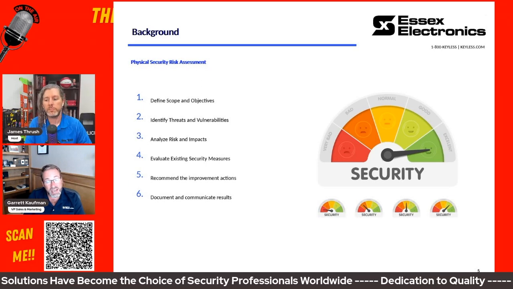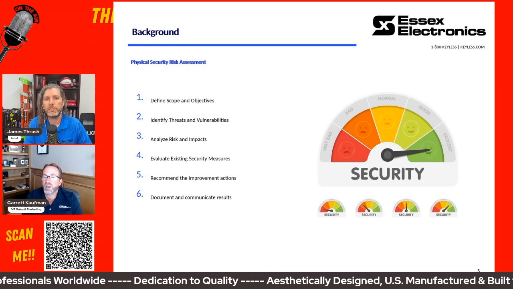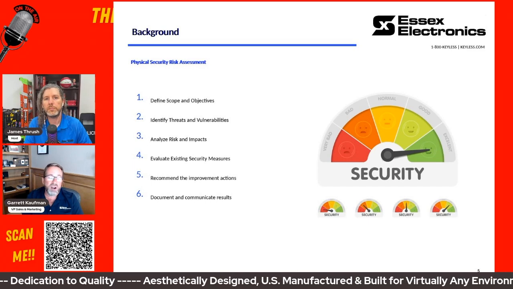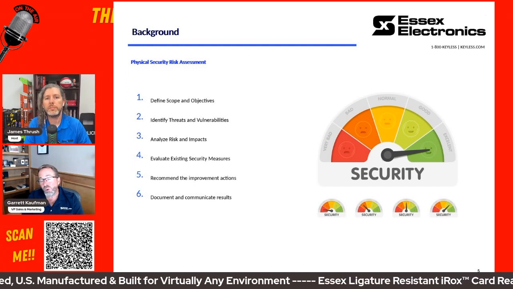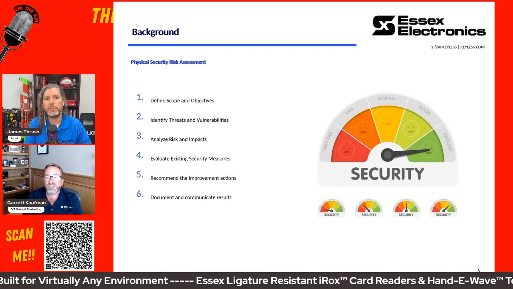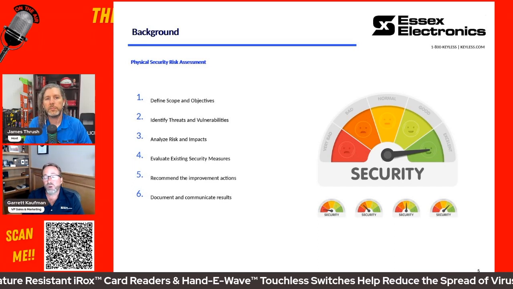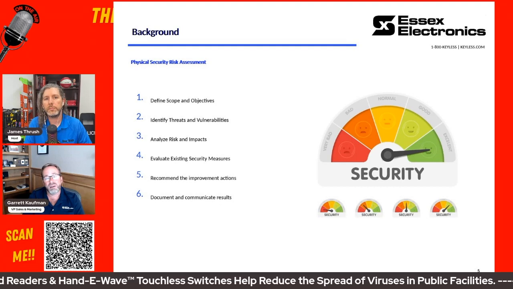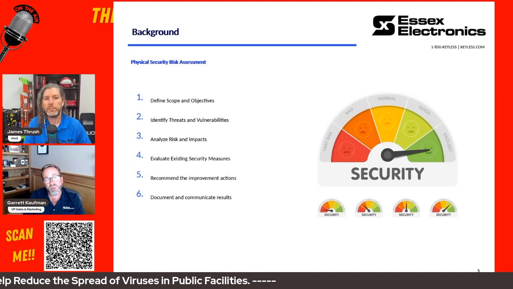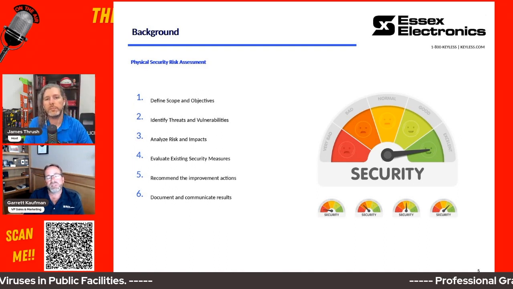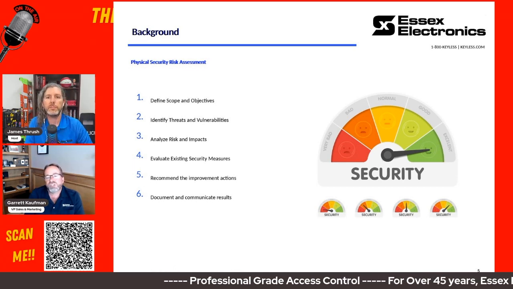As an example with Essex products, if you've got certain card readers at a facility, or even keypads, that are not functioning well, maybe it is a harsh environment, and you're looking for something that's going to hold up. If it's a vandal-prone area, typical card readers are traditionally made out of plastic. So if it's a vandal-prone area, maybe they're being damaged. That's basically how you go through and come up with these improvement actions. And then the sixth and final step is documenting and communicating the results of your assessment to the stakeholders within the facility.